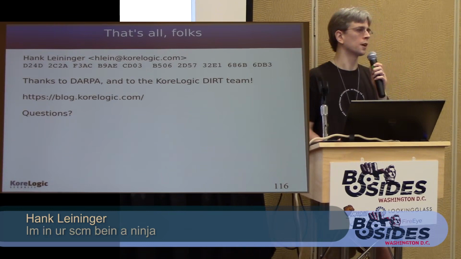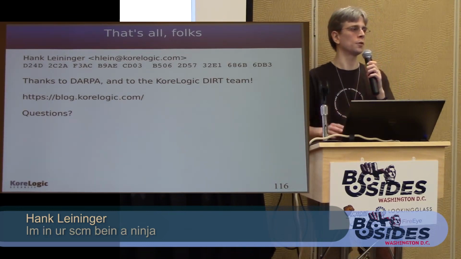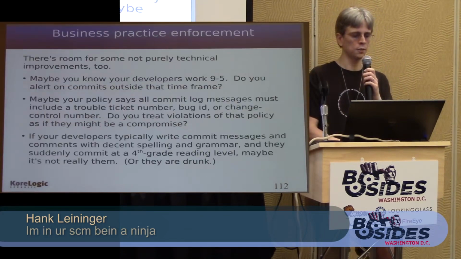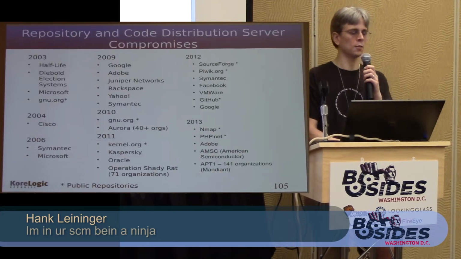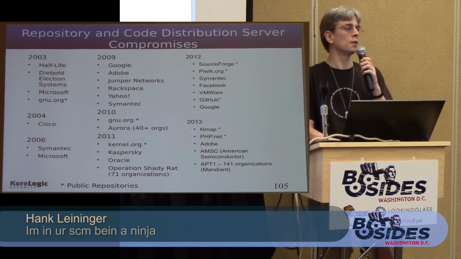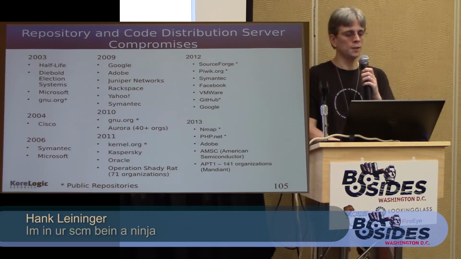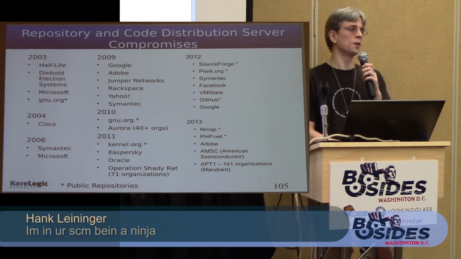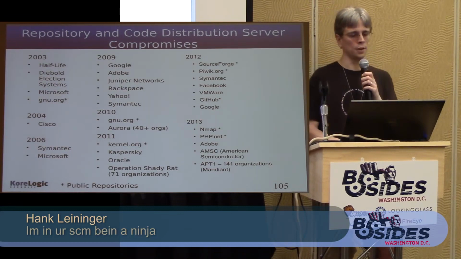I think you were asking, I could barely hear you, so tell me if I get this wrong. He was asking of the projects that I listed, what percentage were using some older, simpler repo type versus ones that were using, let's say, Git. That is a good question. Some of these compromises predate Git, so obviously they would not have been running Git.